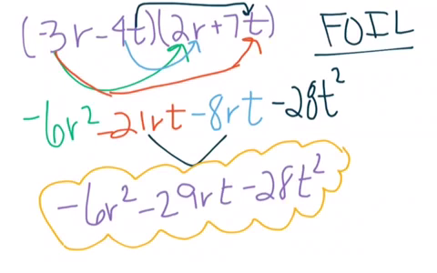Okay, so if you guys got negative 6r squared minus 29rt minus 28t squared, you did it correctly. Bravo to you. All right? And just notice how I color code my arrows with my corresponding products there. It's going to help you if you take your time like that and color code it, so it's more of a better visual to understand what's going on there.